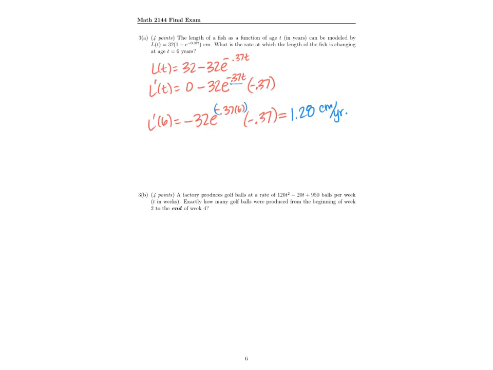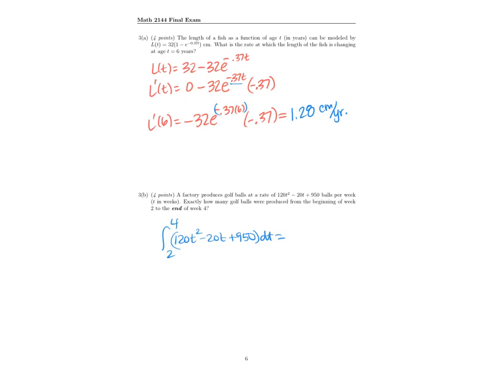Next it says a factory produces golf balls at that rate. Exactly how many golf balls were produced from the beginning of week 2 to the end of week 4? If we have a rate function, we know that the net change is the integral of the rate. So the integral from 2 to 4 of 120t squared minus 20t plus 950 dt will give us the solution. That will tell us how much change in golf balls we had over that 2-week period.